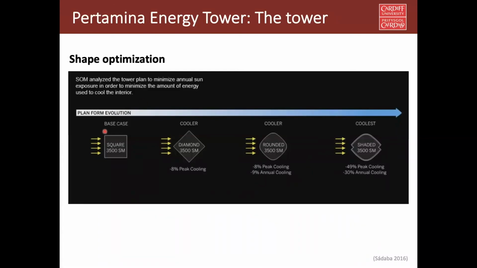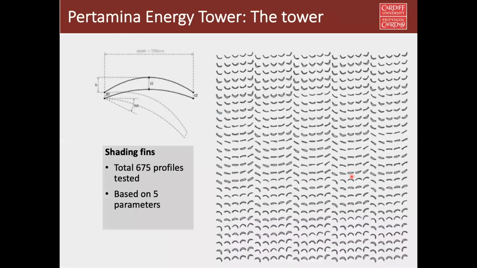So you have a baseline shape, and they tried to optimize it. First, they made it diamond shape, then rounded shape. And in the final shape, they have a 49% reduction of peak cooling, just by changing the shape of the building. And 30% annual demand is reduced, only by changing the shape of the building. That's enormous.